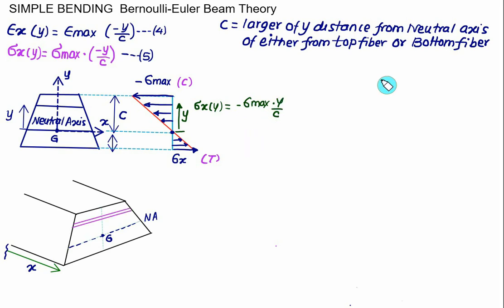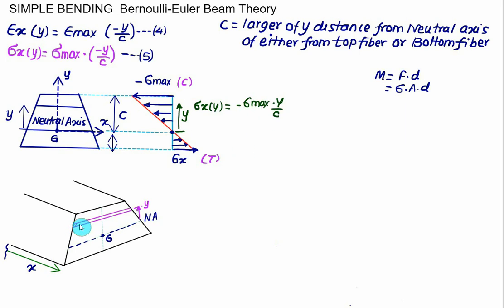Now as far as the moment is considered, a moment is given as the force multiplied by the perpendicular distance. Let's say the perpendicular distance is d, and the force is given as the stress multiplied by area. So we'll consider here one element at a distance equal to y from the neutral axis. So let's consider this elemental area at a distance y from the neutral axis, and at this point the stress acting is equal to minus sigma max into y by c.